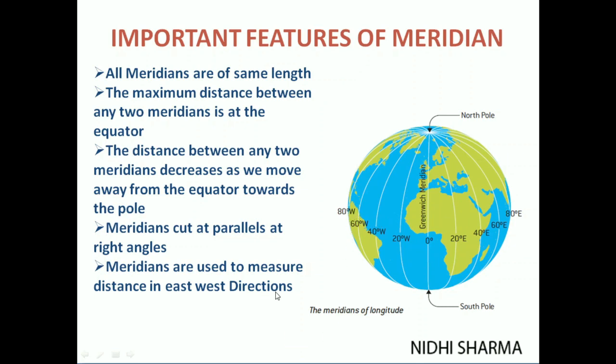The distance between any two meridians decreases as we move away from the equator towards the pole. So see, as we move away from the equator, as we move towards the pole, the distance keeps on decreasing. And meridians cut parallels at right angles, and meridians are used to measure distance in east west direction. You can see here the numbers. So they are used to measure the distance from east to west.